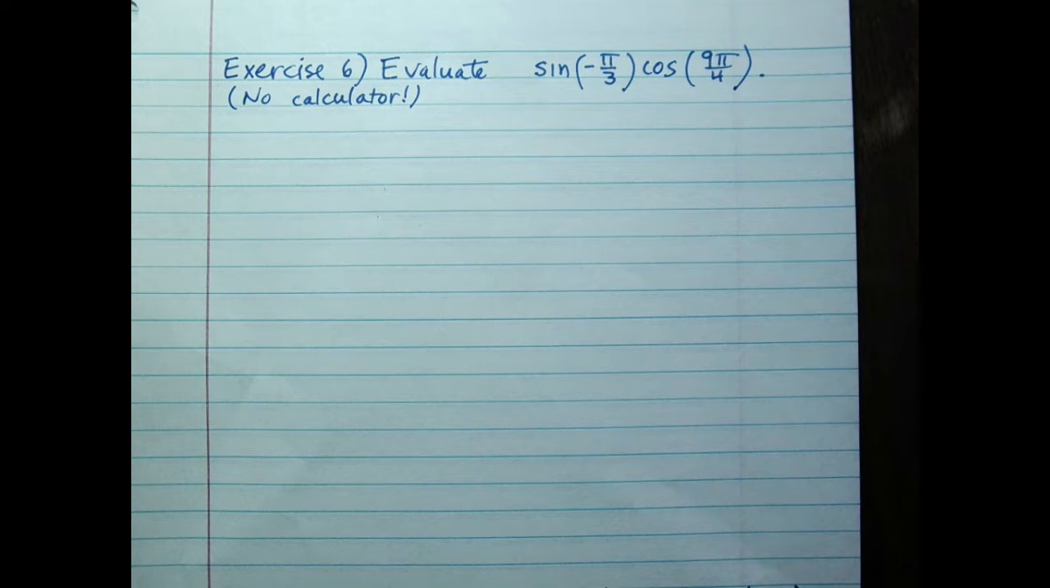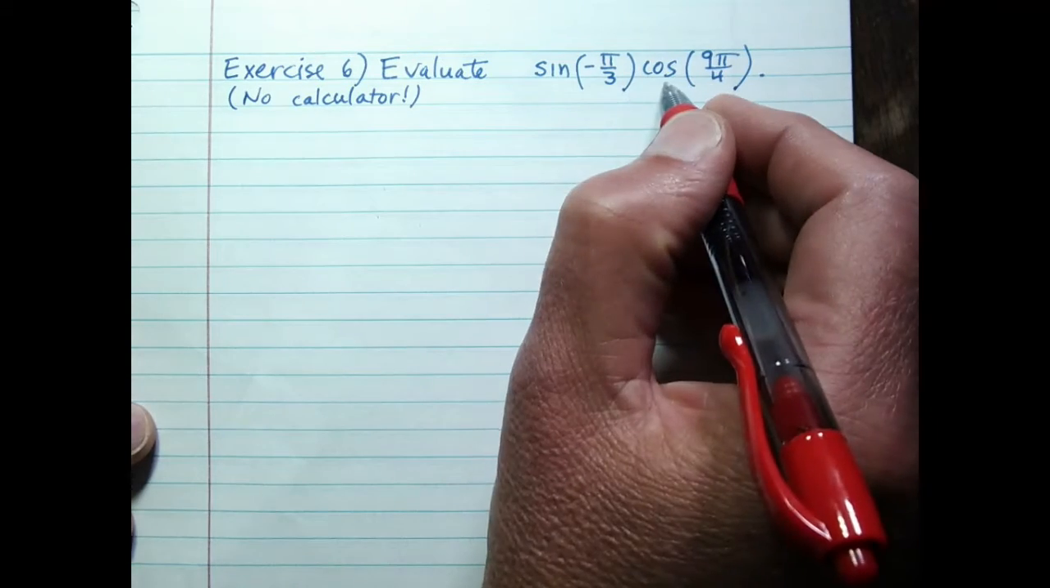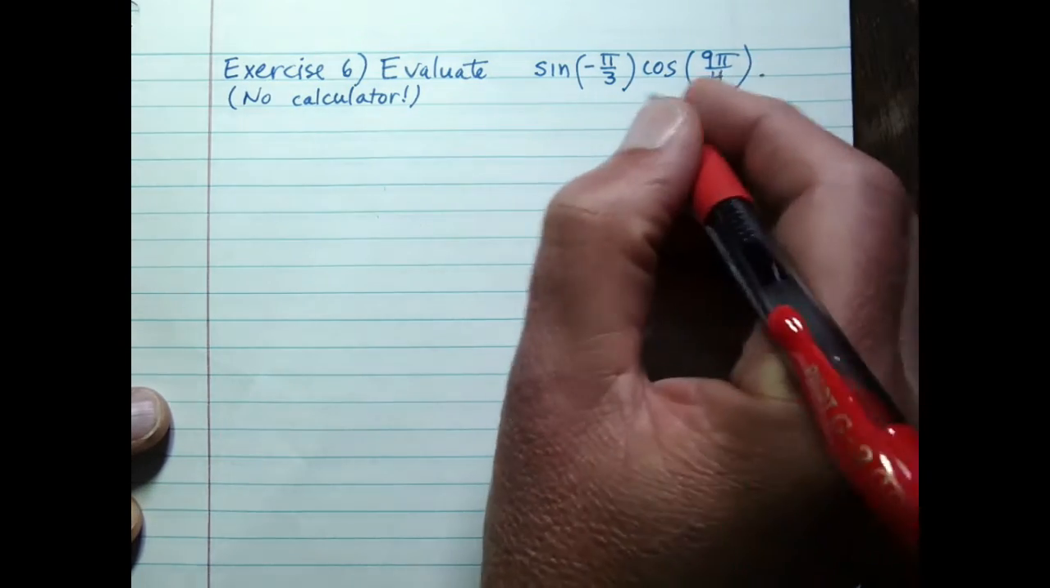So I'd like to do just a couple more exercises here that are related to some of the homework. In exercise 6, we want to evaluate sine negative pi over 3 cosine 9 pi over 4. So just notice that this is like a multiplication problem of two different trig function values.